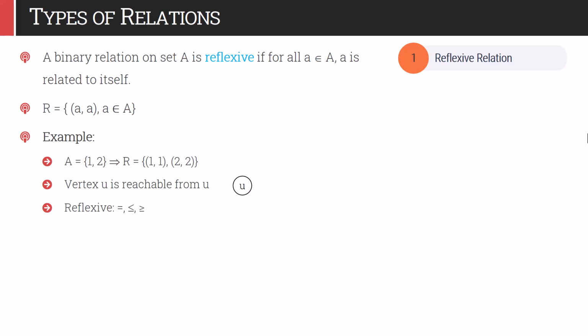Is equal to, less than or equal to, greater than or equal to are also reflexive relations. We can say pi is equal to pi, or pi less than or equal to pi. We can also say pi greater than or equal to pi. So all these operators are reflexive. Less than and greater than are not reflexive. We cannot say 7 less than 7 or 10 greater than 10. That's false. So they are not reflexive.